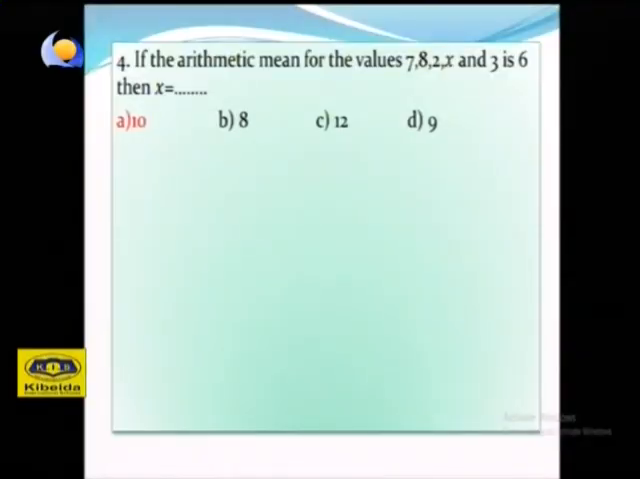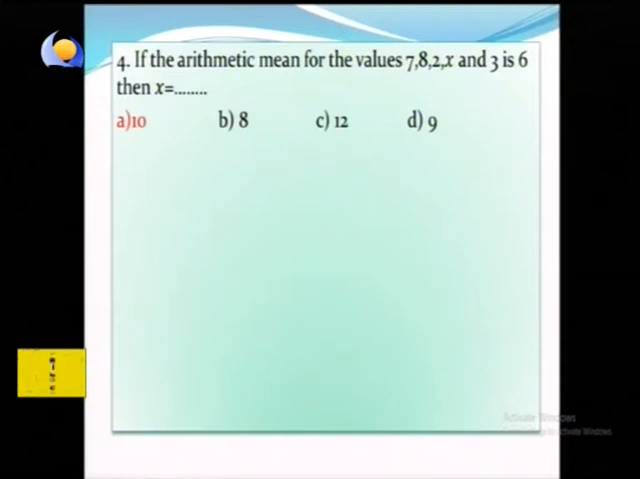If the arithmetic mean of the values 7, 8, 2, x and 3 is 6, then x equals... here I have a missing one of the values. You want me to find this missing one? This is very easy. I have the arithmetic mean and I have the number of values, so I can find the sum of the values. The second step is to add the given ones and then find the difference between them.